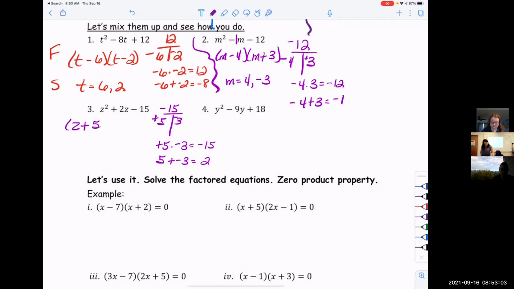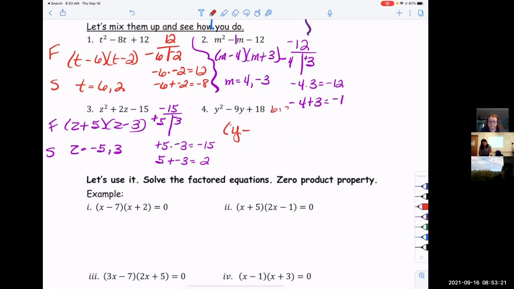Z plus 5, Z minus 3 if it's factored. If it's solved, -5 and 3. Okay, all right, I'm just going to do this one. So that would be y minus, what do you say, 6 and 3, both negative.